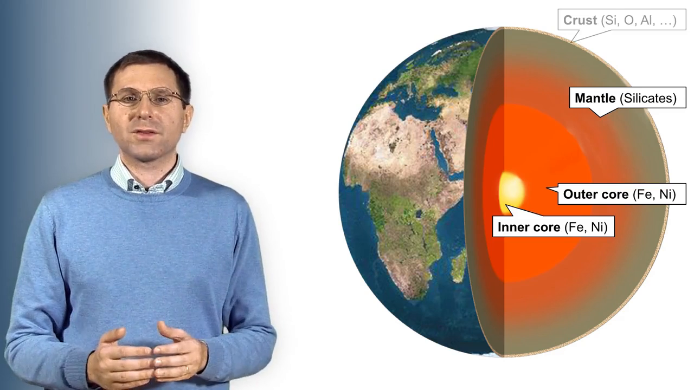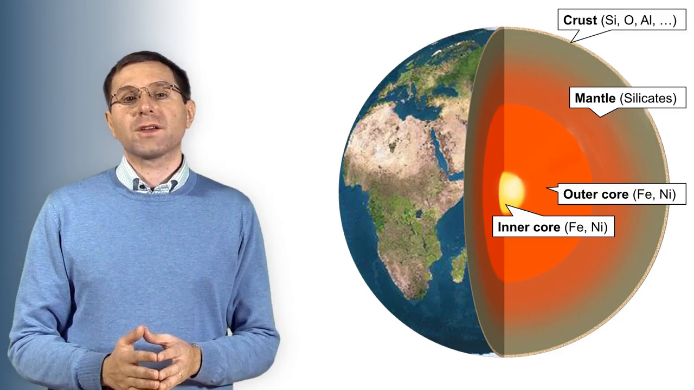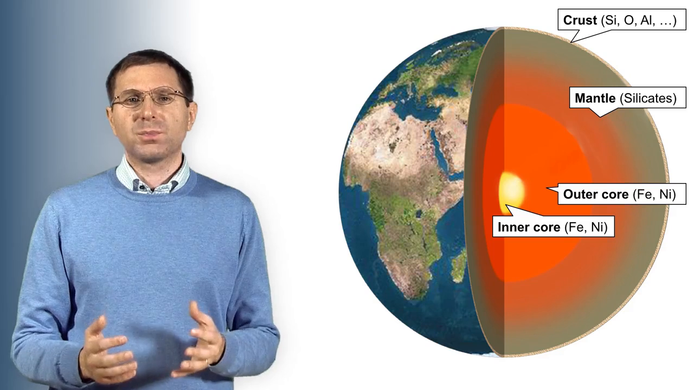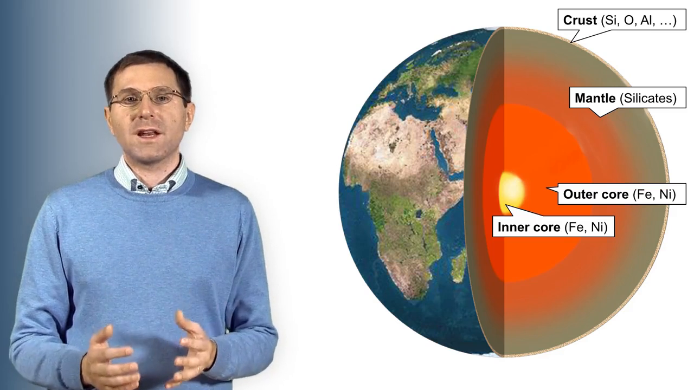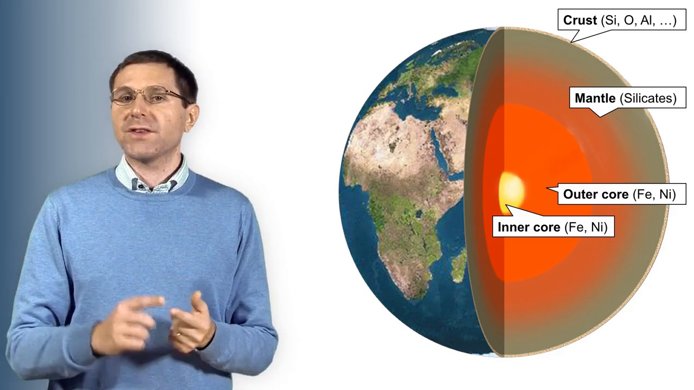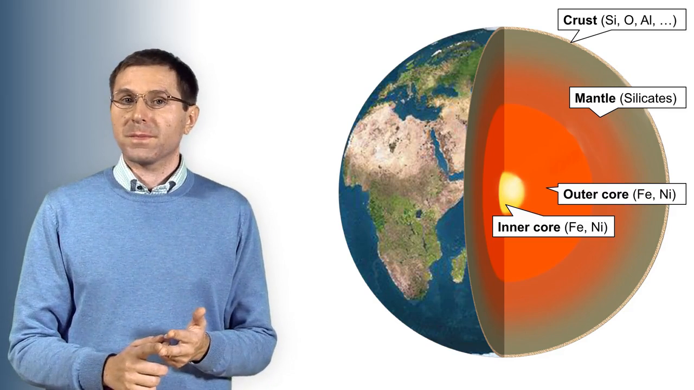Reaching the outermost part of the Earth, the crust, we would categorize it as a solid shell, which is built up by compounds containing mainly oxygen, silicon, and aluminium.